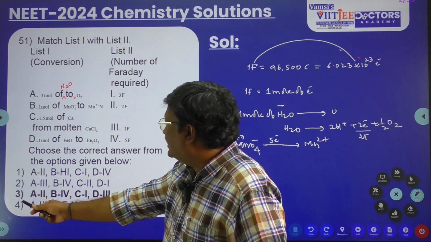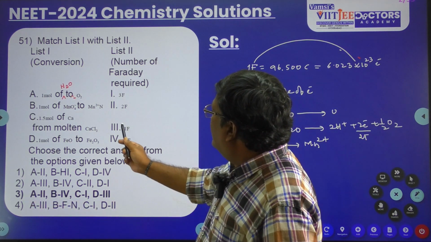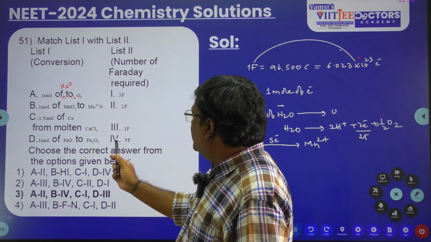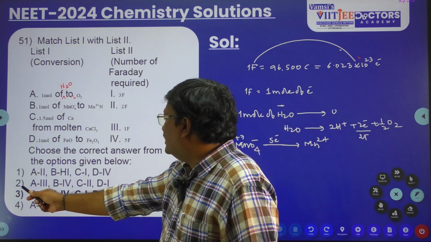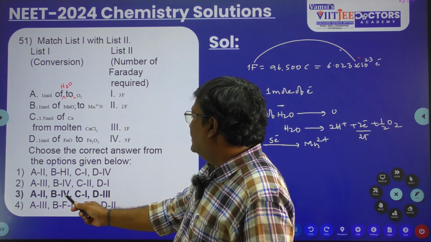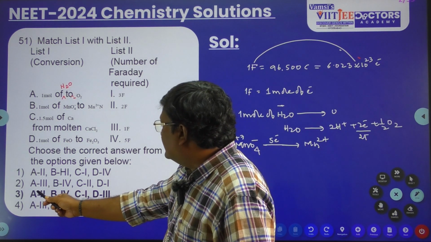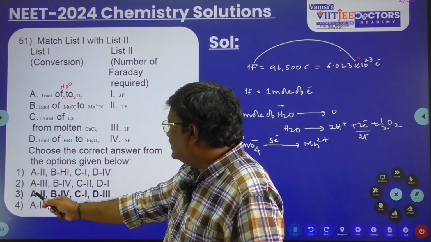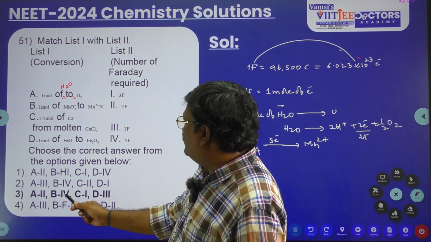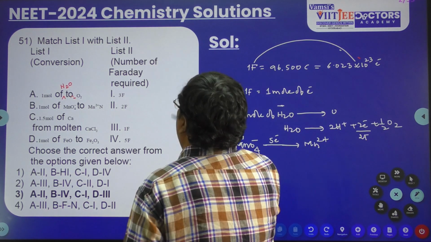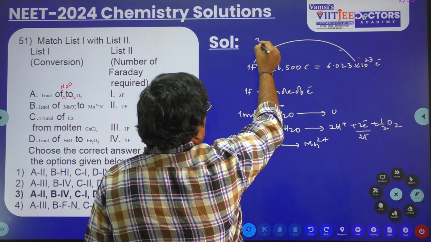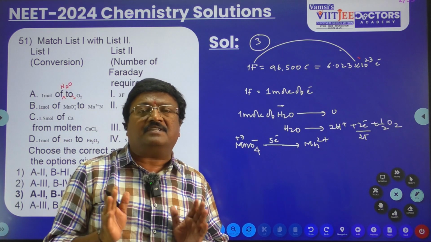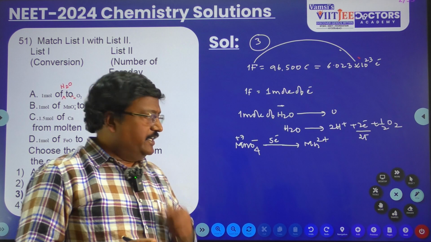A is 2 in the first and third options. And for B, 5 Faradays means B must be 4. So A2, B4 is there only in the third option. Therefore, for the first question, the answer is 3. Right. Next question.